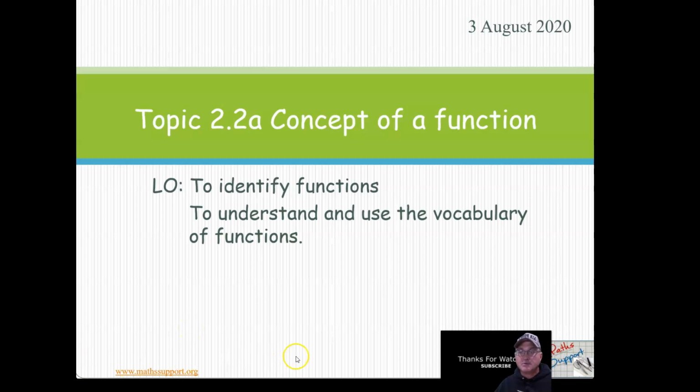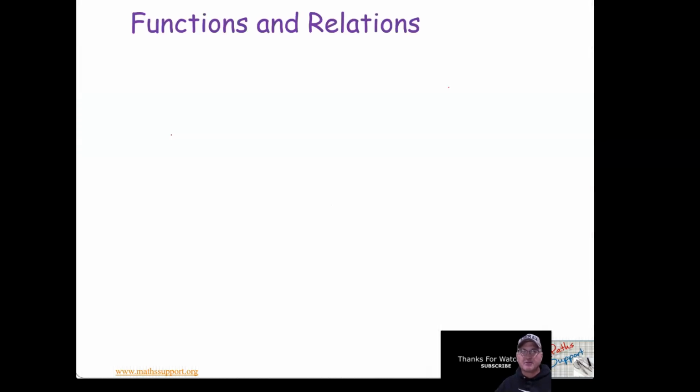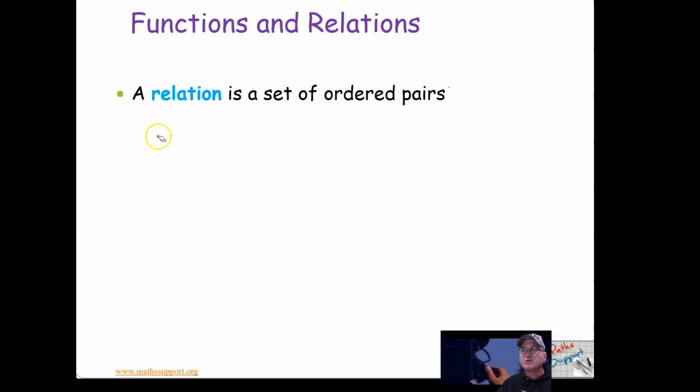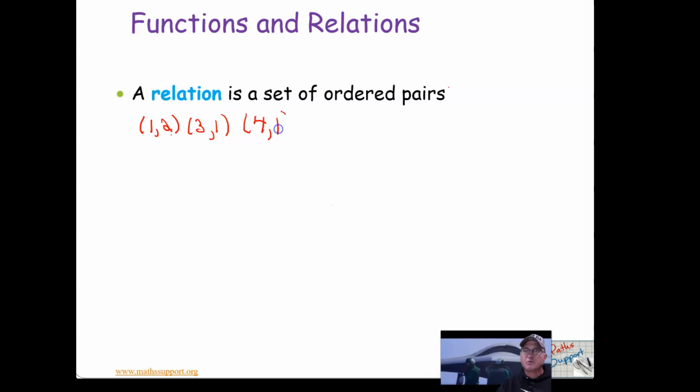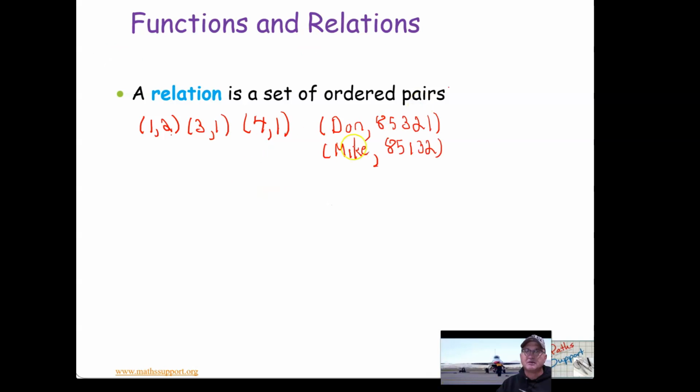When we talk about this, we first talk about what a relationship is, or a relation, as we call it in math. A relation is simply a set of ordered pairs. Those ordered pairs could look like anything. They could be a pair of numbers, like 1, 2, 3, 1, 4, 1, a set of numbers. Or they could be letters and numbers. They could be anything that is a pairing. It could be names and zip code. Anything that is set up in an ordered pair of some way is known as a relation.